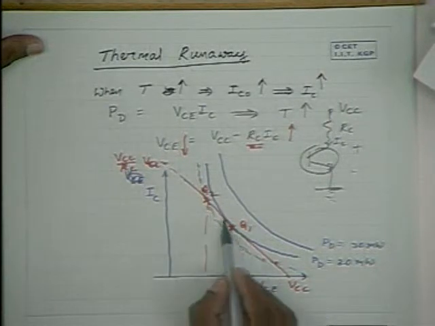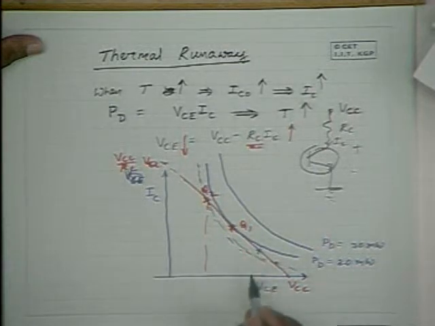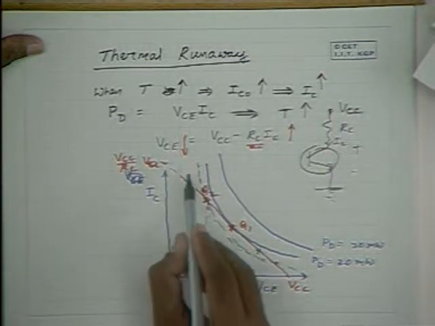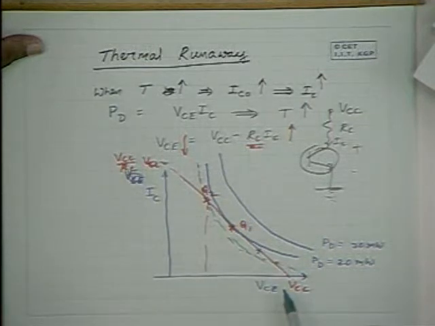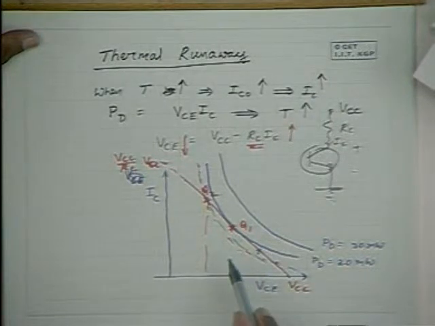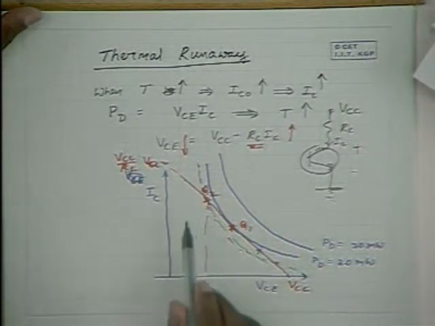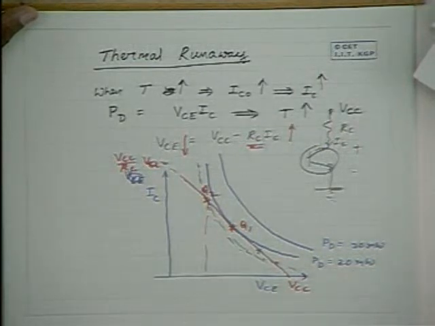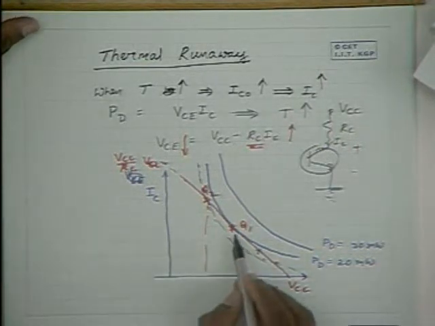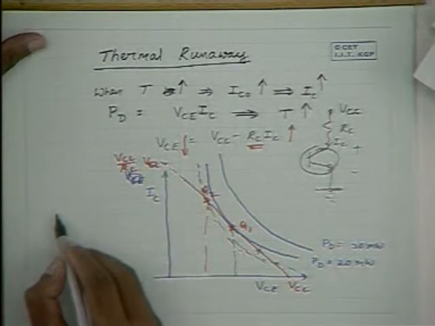If IC falls, it will go to another Q point, for example this point, then even then we are on the lower power dissipation side. Therefore, power dissipation goes down. So we can see that the power dissipation goes down if there is a rise in the collector current, by biasing the VCE on this side. How do we get that?